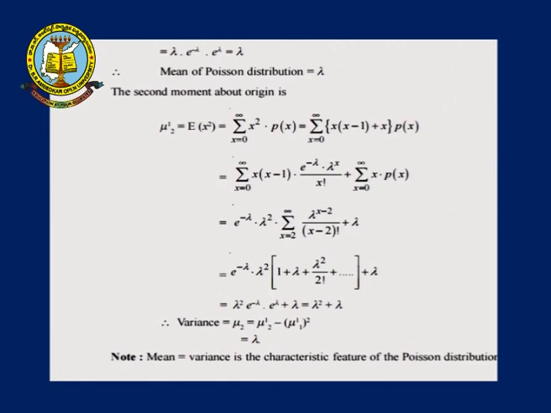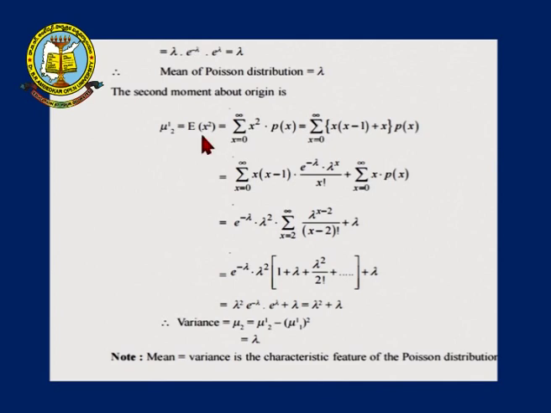Now, we can go for the second order moment about origin. Why? Because we would like to find the variance of the Poisson distribution. How to find the variance of the Poisson distribution? Variance of the Poisson distribution is represented by V of X. V of X is equal to expectation of X square minus expectation of X whole square. Now, already we got the mean of the Poisson distribution, that is lambda.